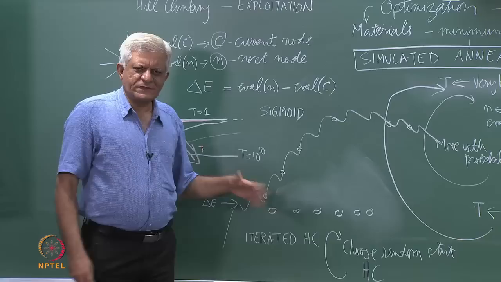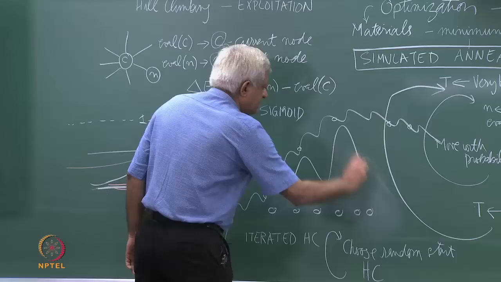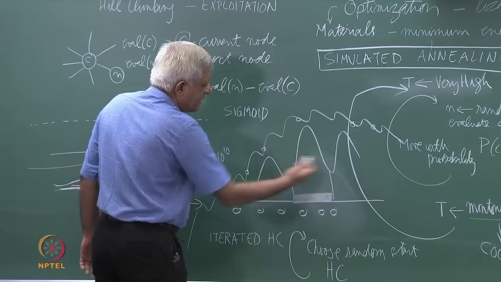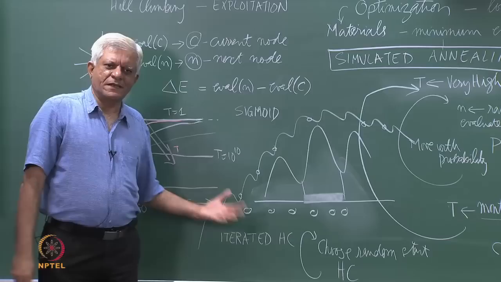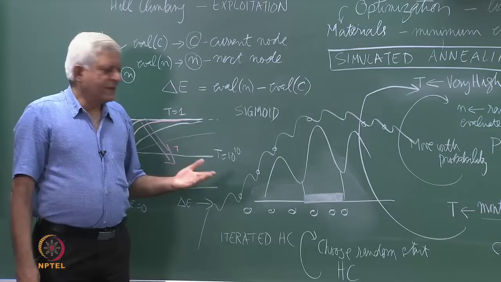Of course, it depends on the nature of the surface. If it is very jagged, then you may need many, many starting points, but if the surface is like this, then if you start anywhere in this range, you will end up in this global maximum. So, iterated hill climbing is a very simple algorithm. It says do many hill climbing searches, but start at different randomly selected points, and because hill climbing is simple, computationally this algorithm is simple essentially.